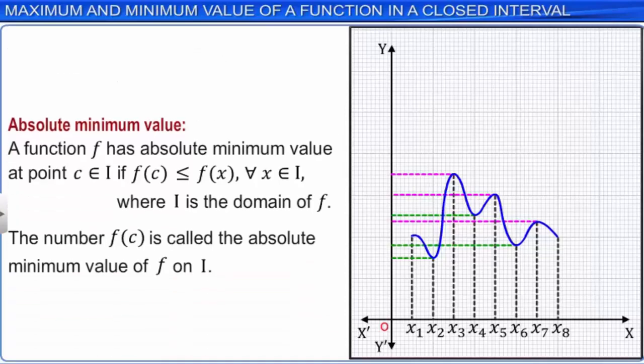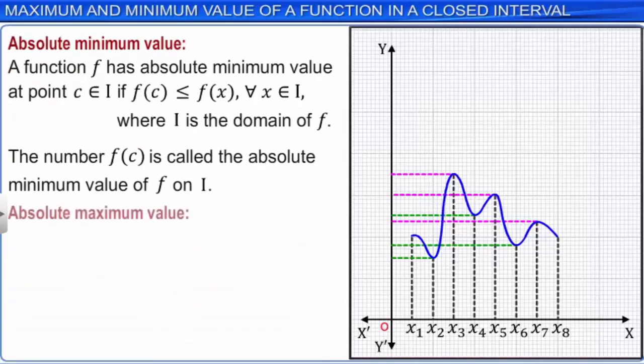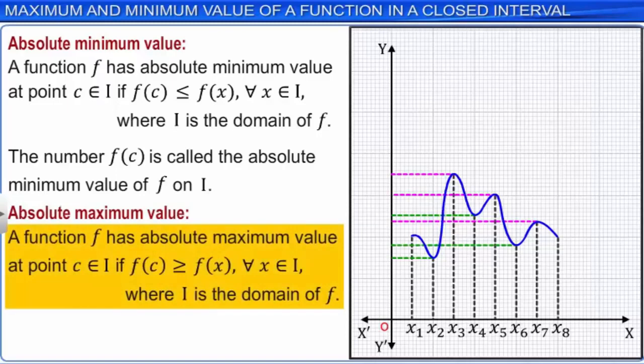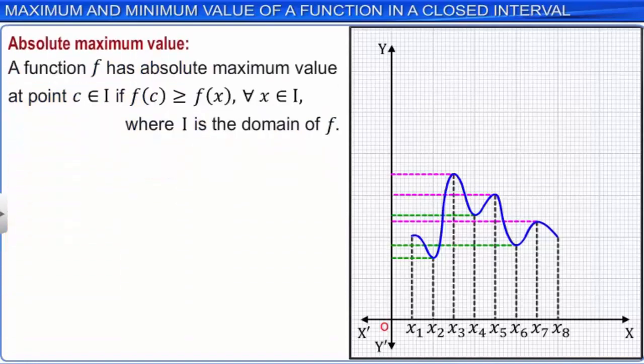Similarly, a function f defined on a closed interval I is said to have absolute maximum value at a point c in I if f(c) is greater than or equal to the value of f at any other point on I. The number f(c) is called the absolute maximum value of f on I.